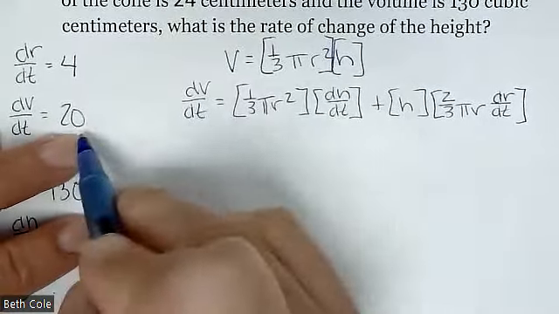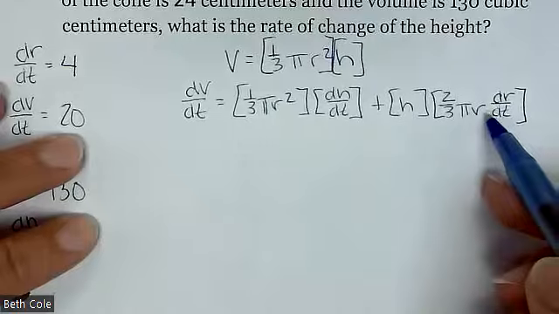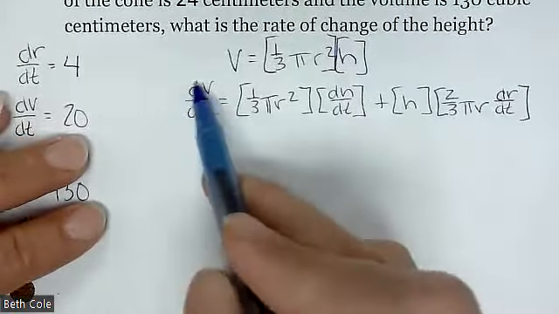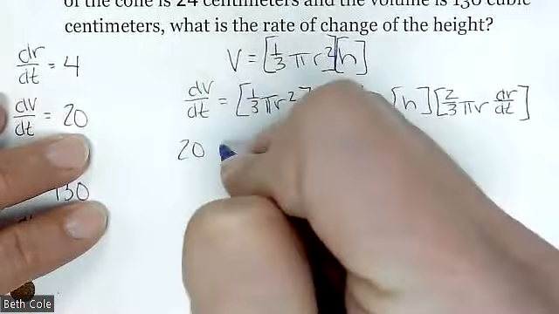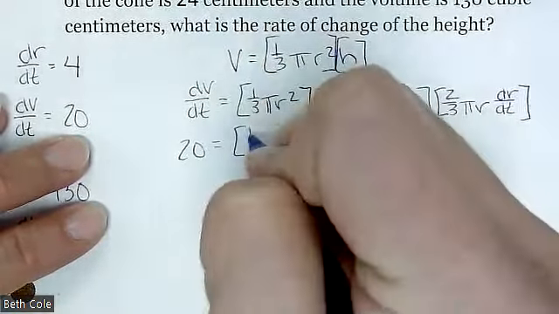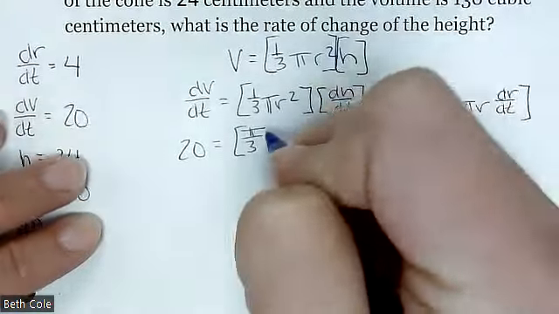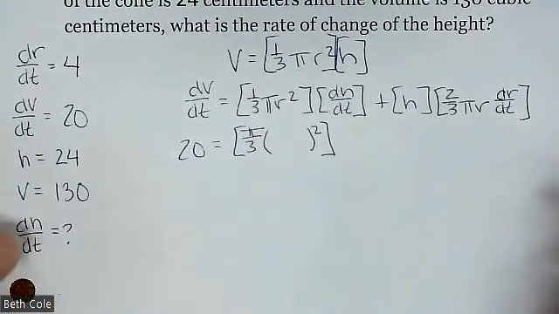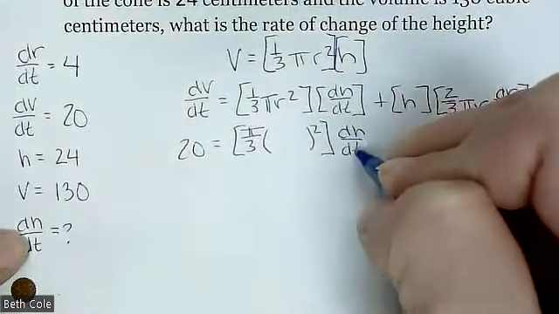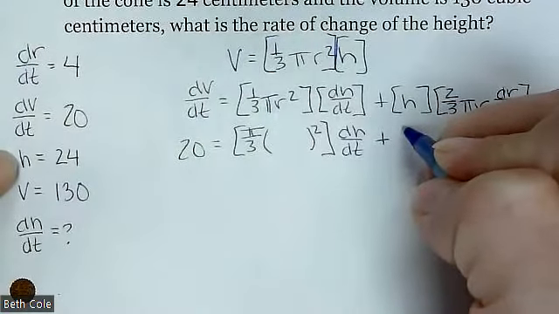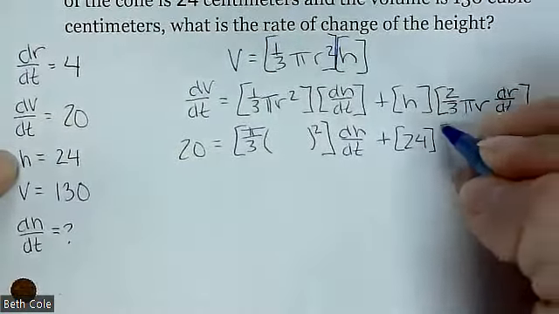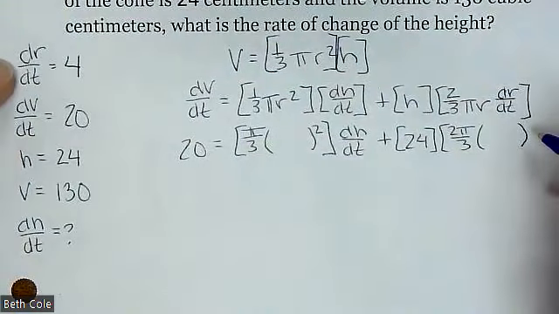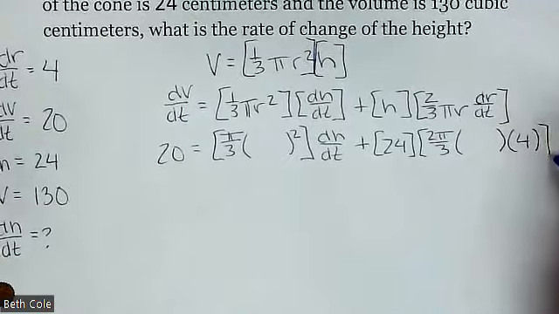All right, so now we're going to plug things in, and I think we are going to be missing something because we don't have r. We have dr/dt, but we don't have r, so we probably are going to be missing something here. So dV/dt is 20 equals 1/3 pi. I'm just going to write that as pi over 3 r squared. I don't have r, so I'm going to leave that blank right now. We'll have to come back. dh/dt is what we're looking for. h is 24. And then we have 2/3 pi. Again, r I don't have, and dr/dt is 4.